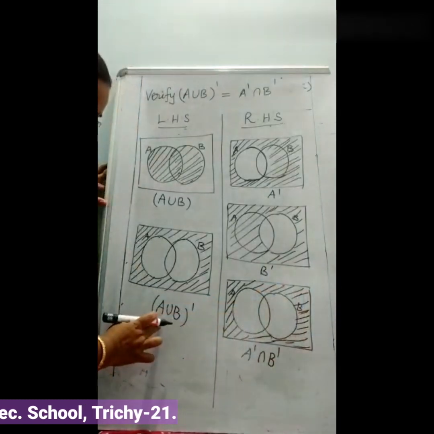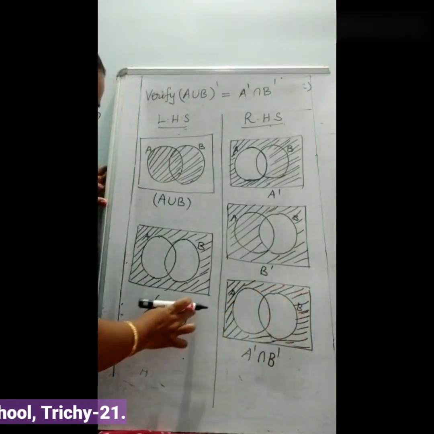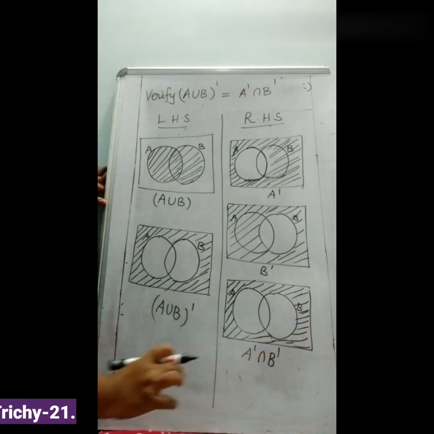So LHS is equal to RHS. So (A union B) the whole dash is equal to A dash intersection B dash.